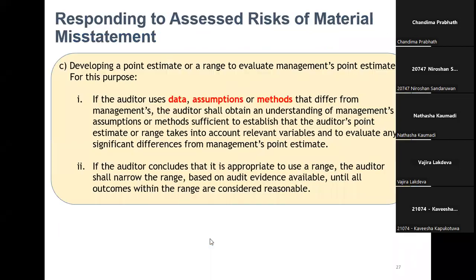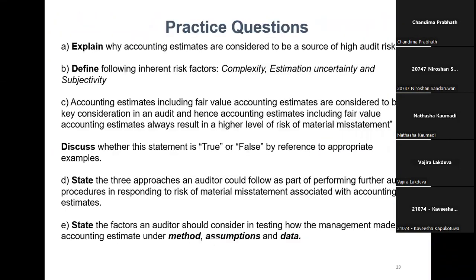So if you go back to this, then state this sort of answer. If you say true, that is completely wrong. That means you have not understood accounting estimates.